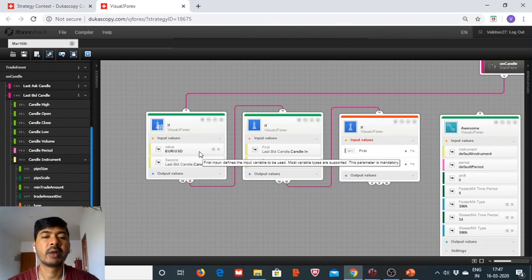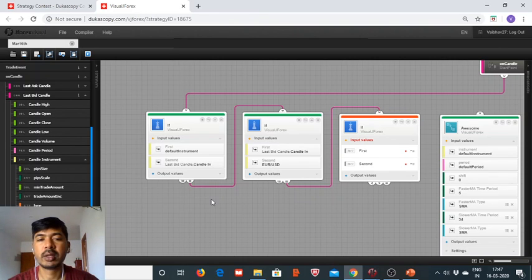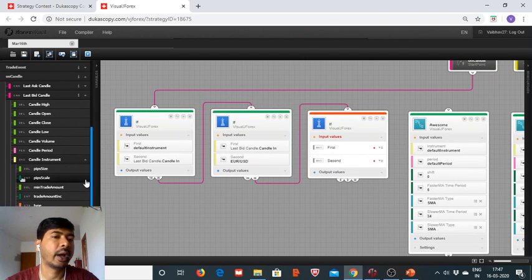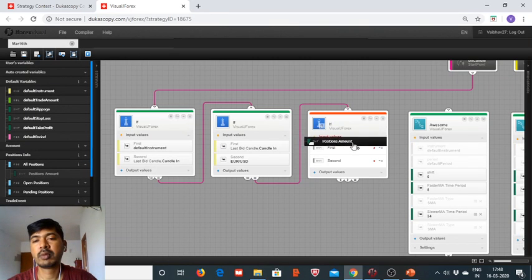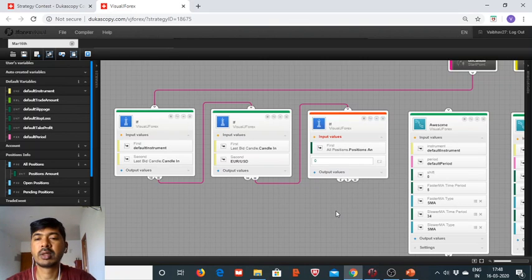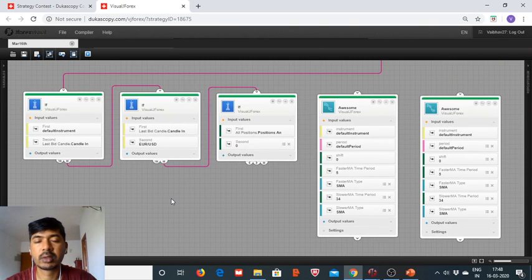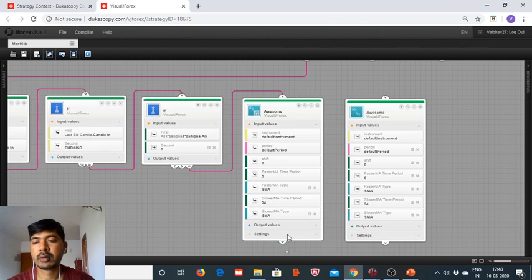The candle instrument has been defined for EURUSD. The last bit, candle instrument is going to be equal to the EURUSD, and here we add the position amount. Position info, position amount. We want to make sure that there is no existing condition which has been curtailing our algorithm's ability to trade. So position amount is now set at 0. Let's connect this and connect this.